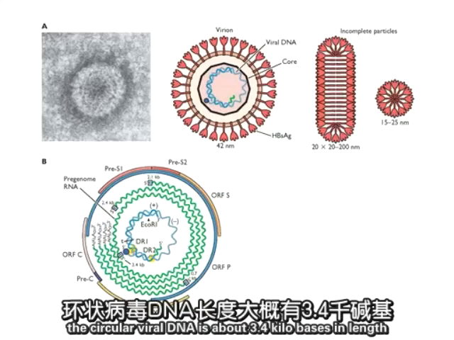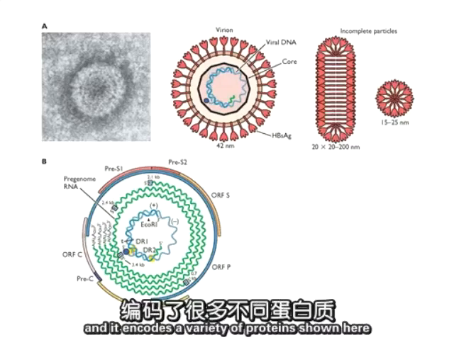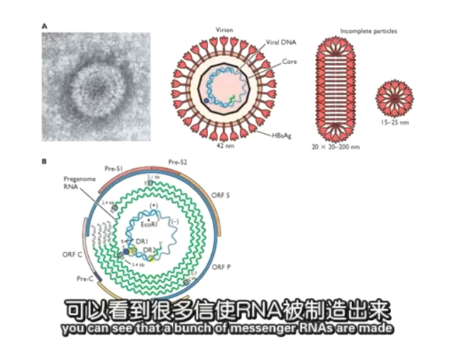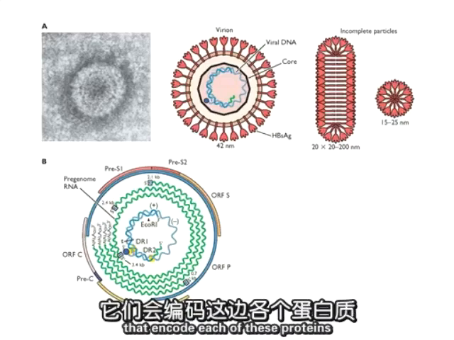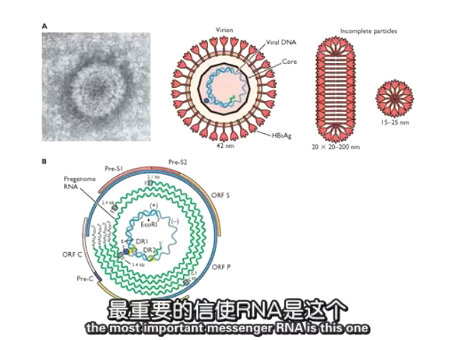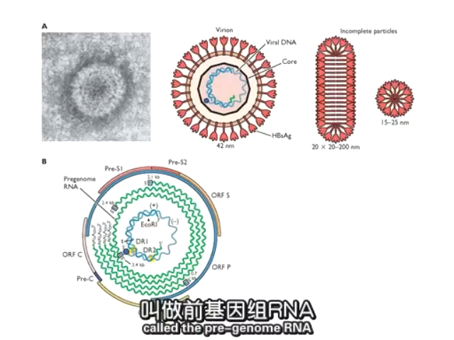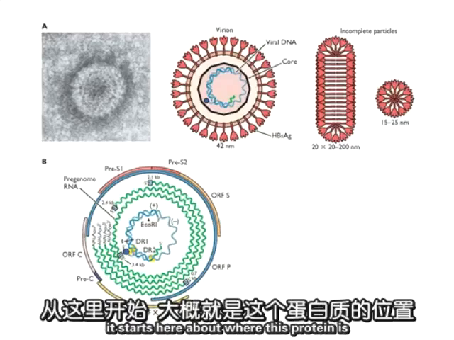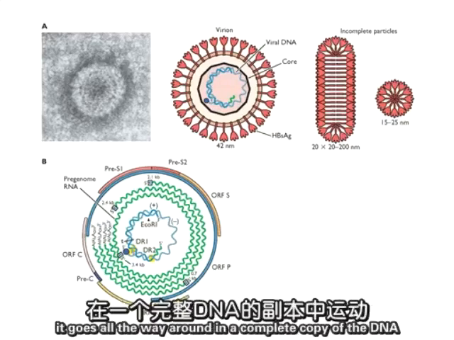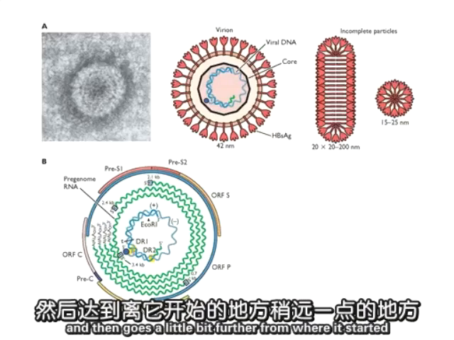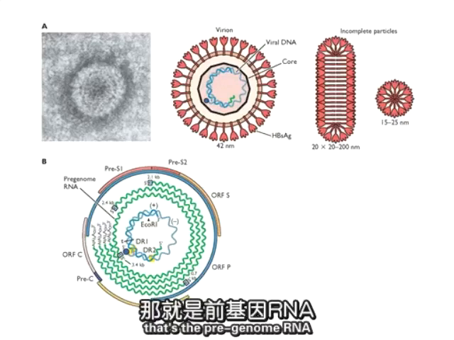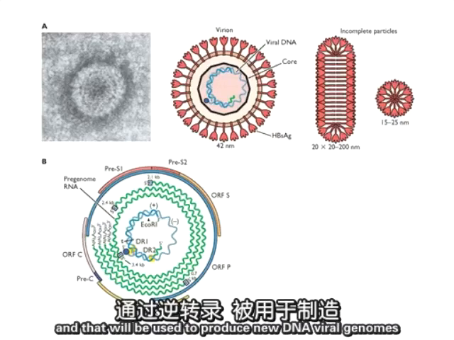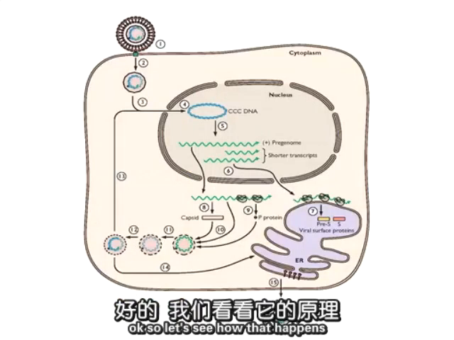The circular viral DNA is about 3.4 kilobases in length. And it encodes a variety of proteins, which are shown here on the outside. You can see that a bunch of messenger RNAs are made that encode each of these proteins. The most important messenger RNA is this one, called the pre-genome RNA. It starts here about where this protein is, goes all the way around, is a complete copy of the DNA, and then goes a little bit further from where it started. That's the pre-genome RNA, and that will be used to produce new DNA viral genomes by reverse transcription. Okay, so let's see how that happens.